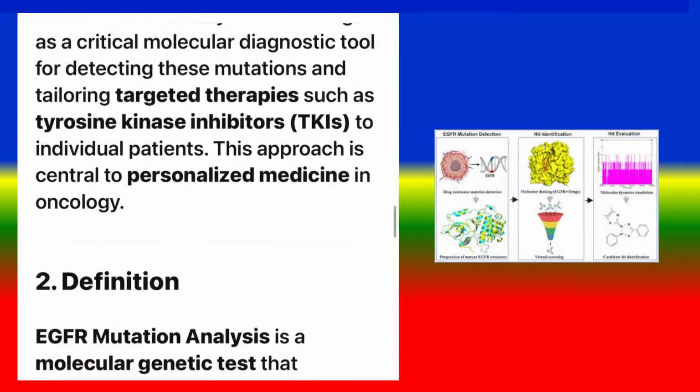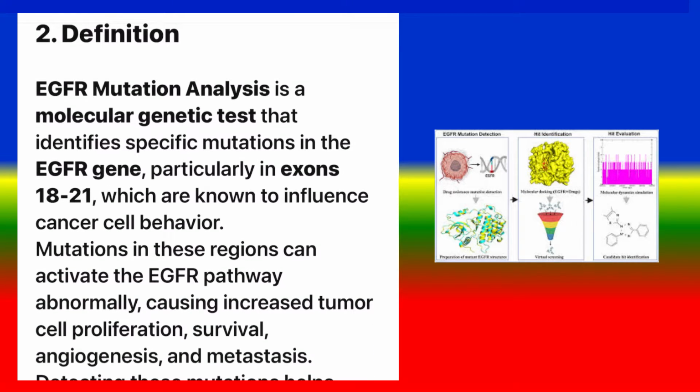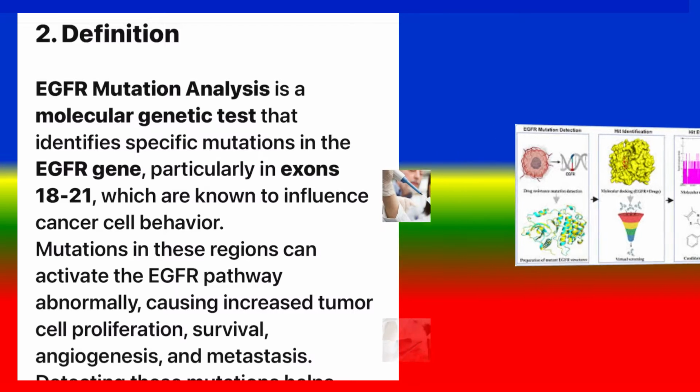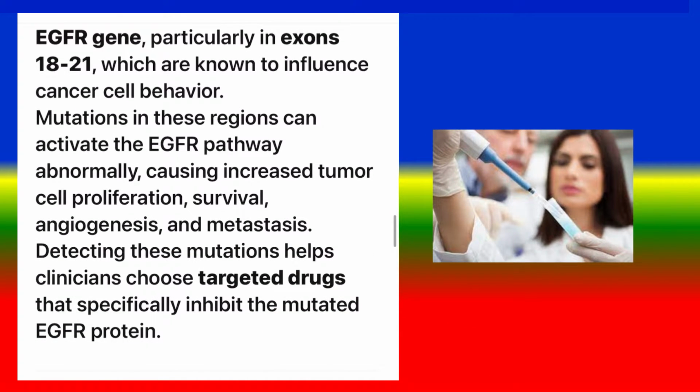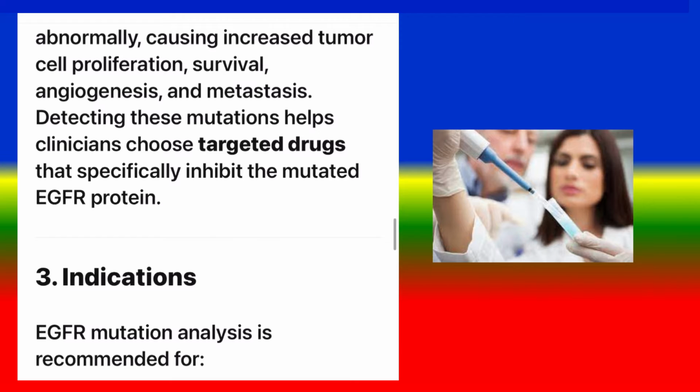2. Definition. EGFR mutation analysis is a molecular genetic test that identifies specific mutations in the EGFR gene, particularly in exons 18 to 21, which are known to influence cancer cell behavior. Mutations in these regions can activate the EGFR pathway abnormally, causing increased tumor cell proliferation, survival, angiogenesis, and metastasis. Detecting these mutations helps clinicians choose targeted drugs that specifically inhibit the mutated EGFR protein.